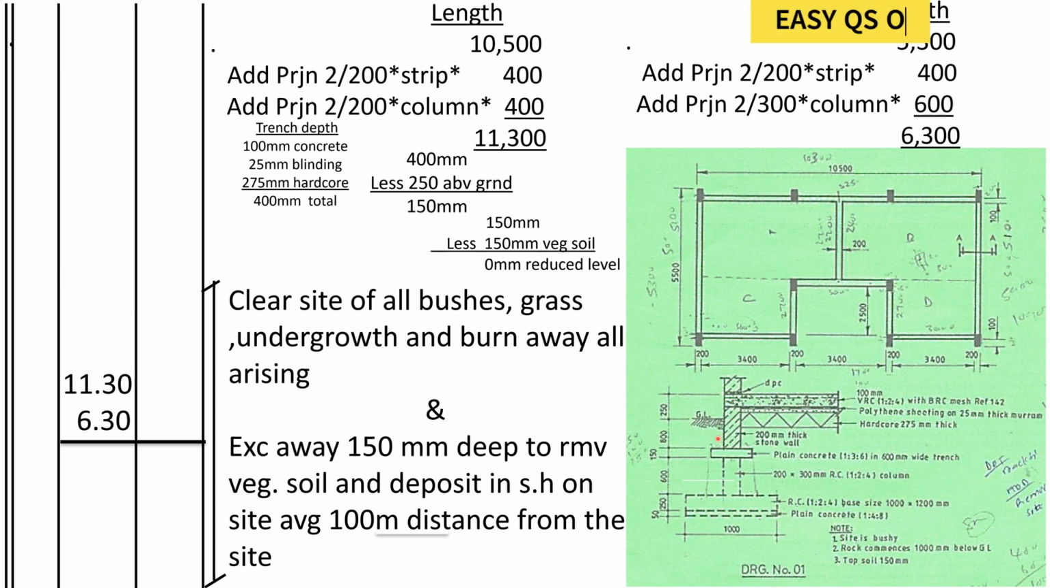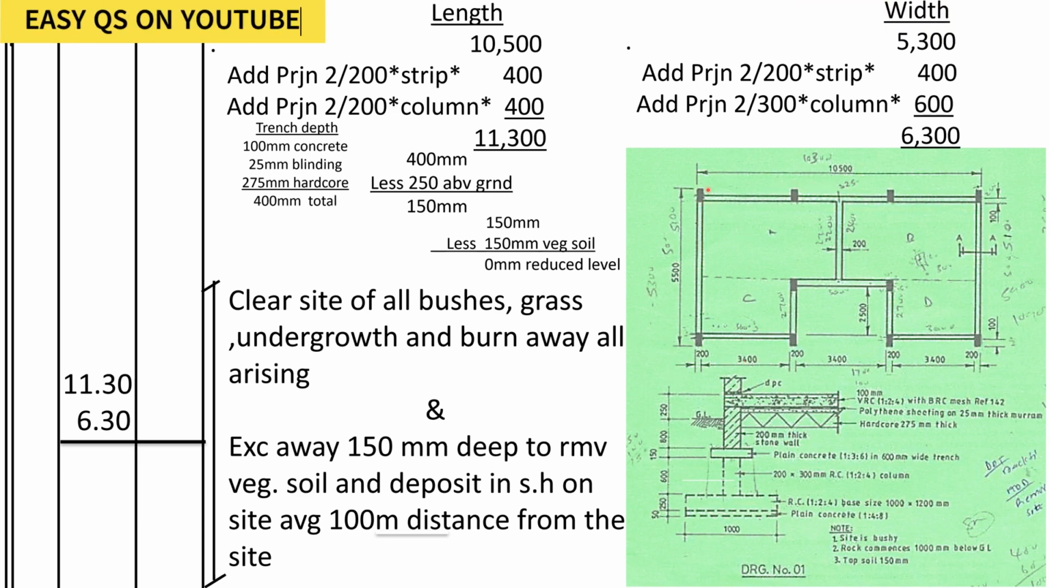When we are starting with site clearance, we always measure this one. We shall be measuring like a rectangle, then we shall deduct the void. Alright, so if we are measuring the rectangle for site clearance, the external length is 10,500, the external width is 5,500. So if you see the 5,500, it's outside the column.